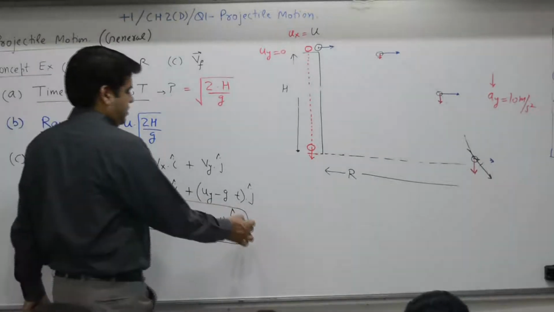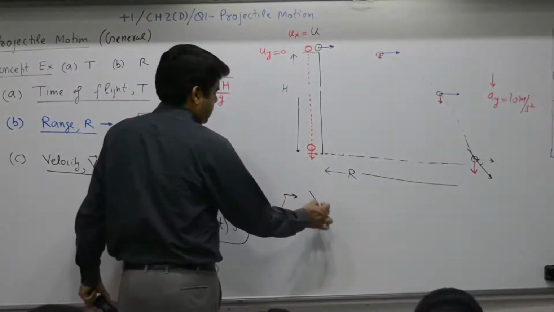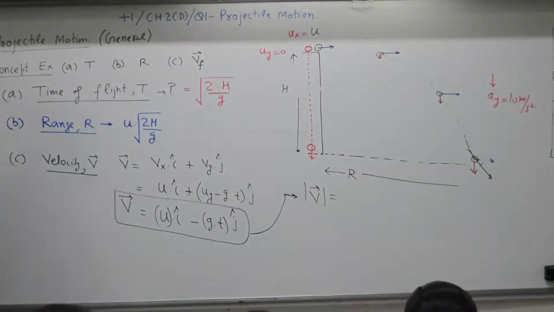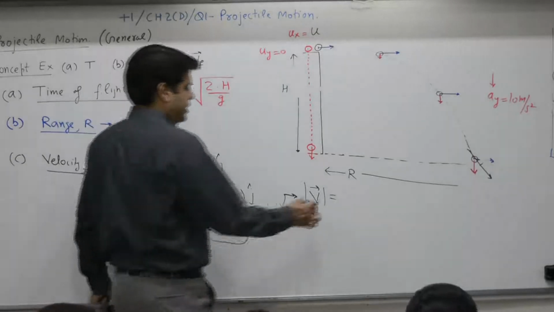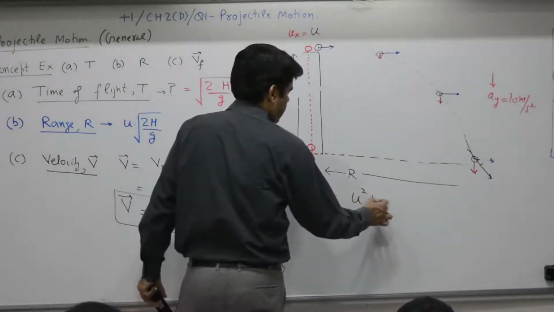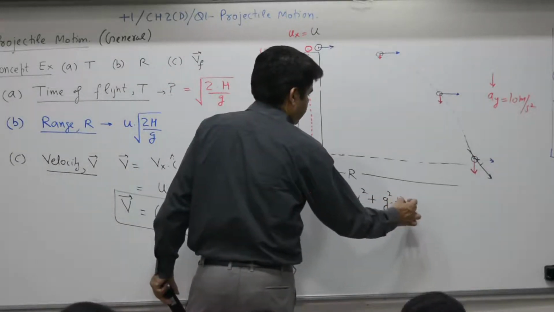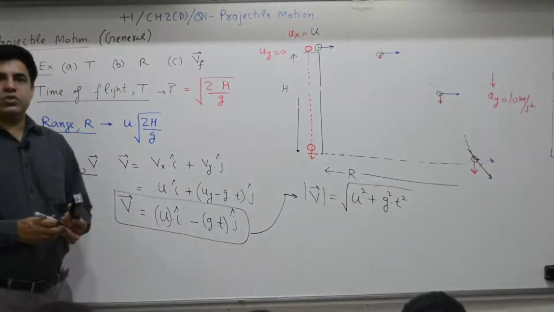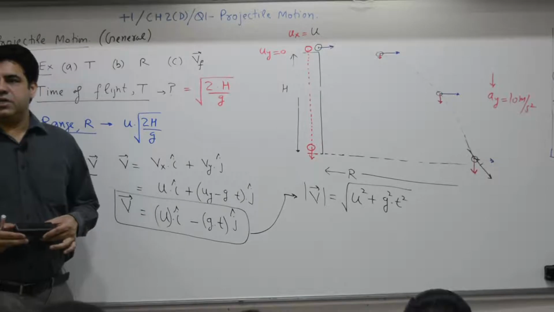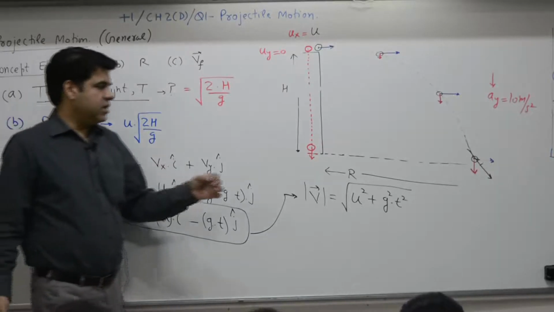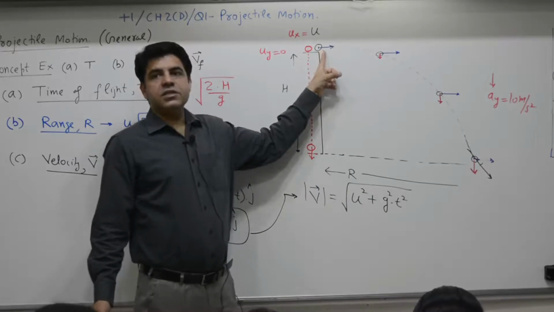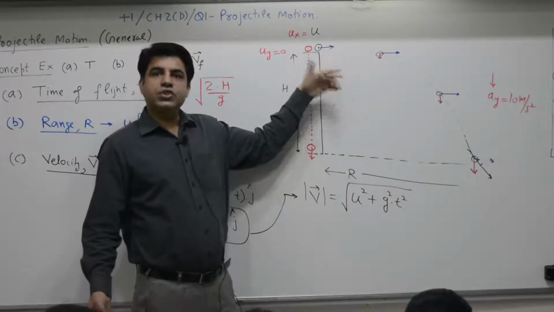What is the magnitude of speed? Magnitude of velocity is speed: i component square plus j component square, so square root of u square plus g square t square. Simple. When t is equal to 0, the velocity is u.